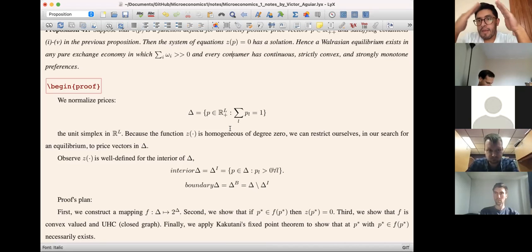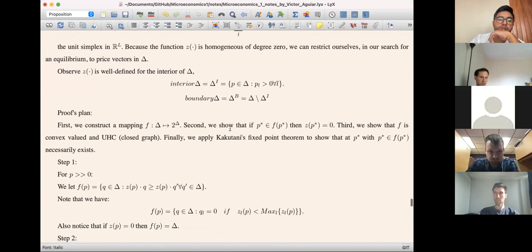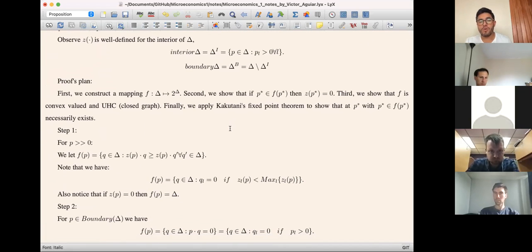Now, take the simplex and separate it into two objects. First of all, the interior of the simplex, which are things that are strictly positive, and then the boundary, which are things that can have 0 entries. And then what is going to be the proof's plan? First we construct a mapping from the simplex to the power set of the simplex.